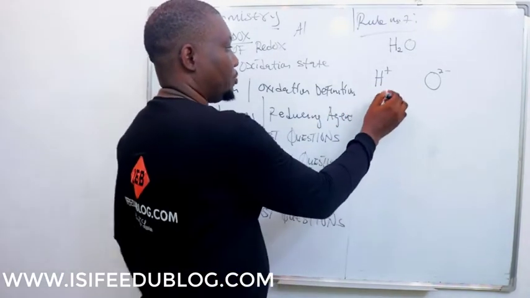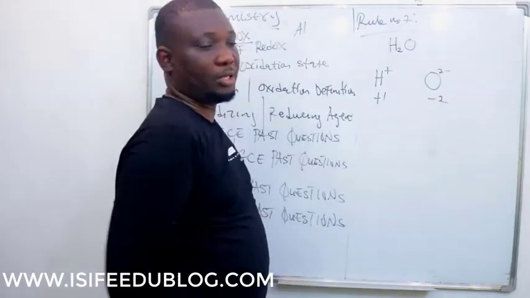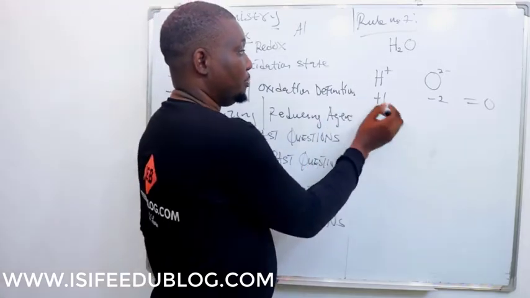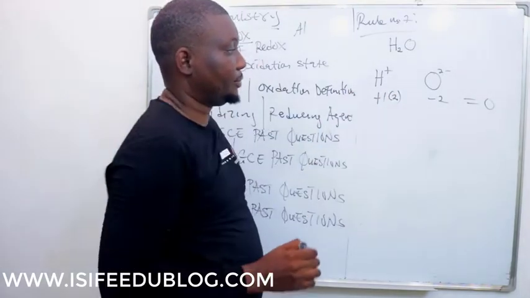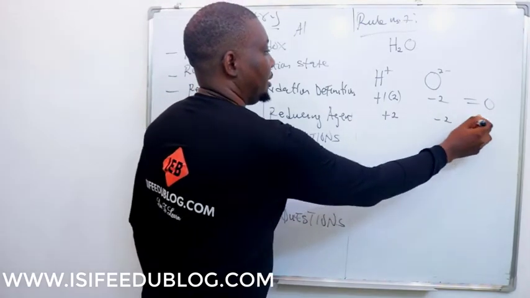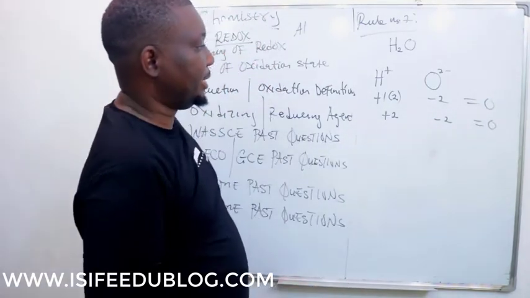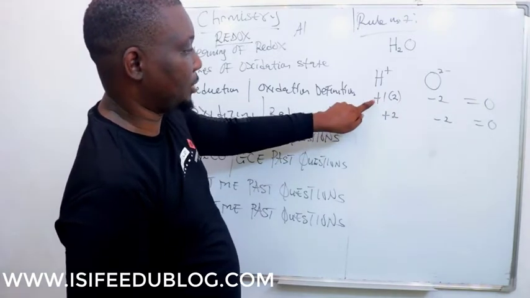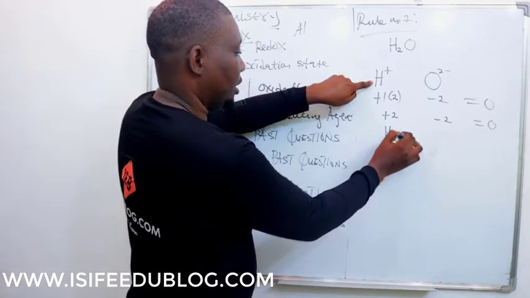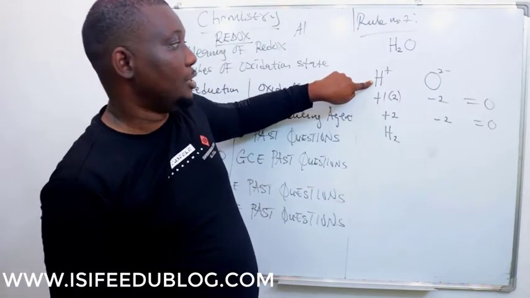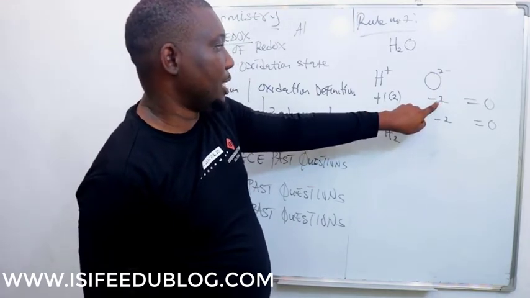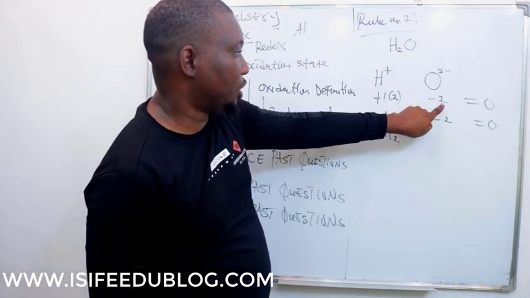So since here we have +1, here is -2, I don't think it's giving us 0. But if it must give us 0, that means I'm going to put 2 here. As simple as that, so that you can have +2 here, -2 here. Now here is 0. So at the end, if this 2 multiplies this charge to have +2, this 2 is also going to multiply this H to have H2.